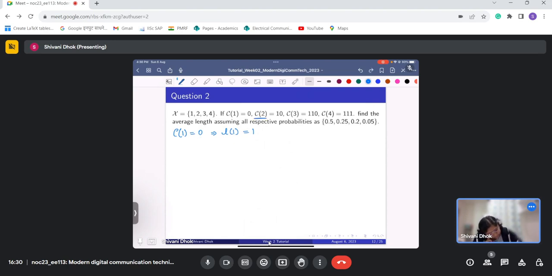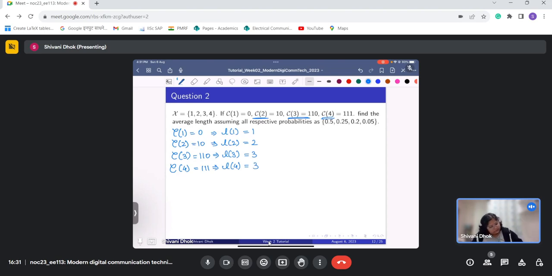Similarly, the code for 2 is given as 10. So this is the code for 2, it is 10, which implies the length of this code word is 2. Again, for C3, it is 110, which means that the length of this is 3, and the code for 4 is 111, which means the length of the code word for 4 is again 3.